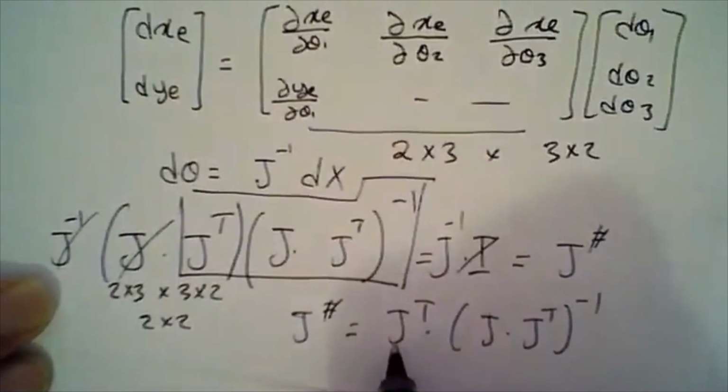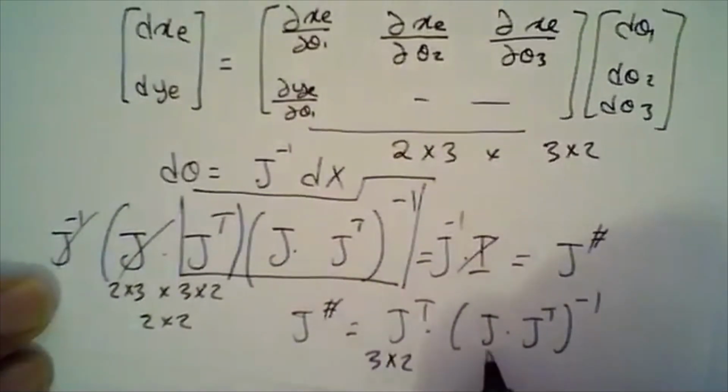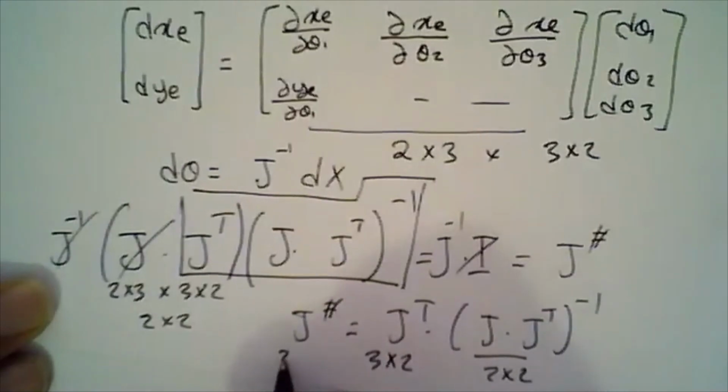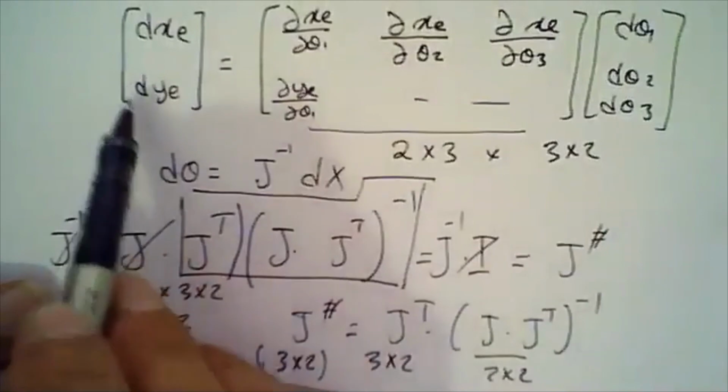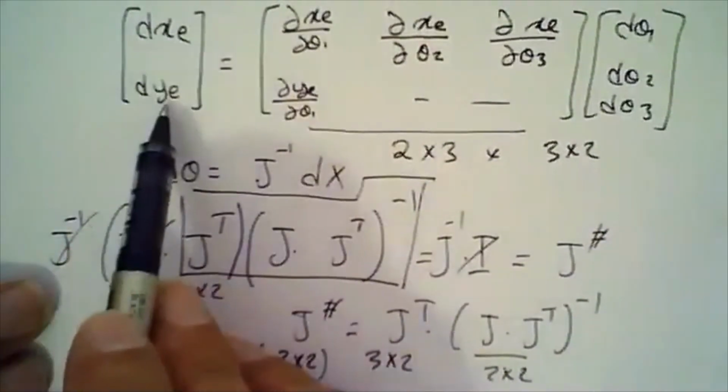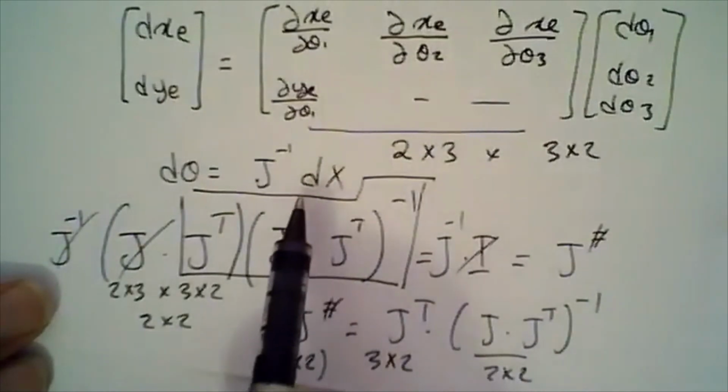Let's look into it very quickly. So if J is 2x3, then JT is a 3x2. We already said that J times JT is equal to what? A 2x2. So inverse of a 2x2 will still be a 2x2. So J hash is a 3x2, right? So 3x2 will multiply a 2x1. This guy is a 2x1, right?